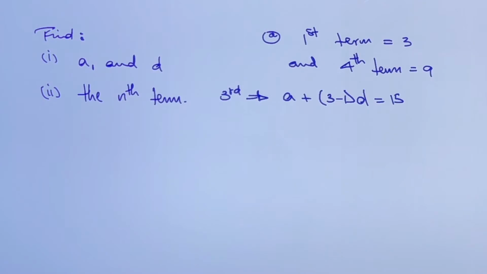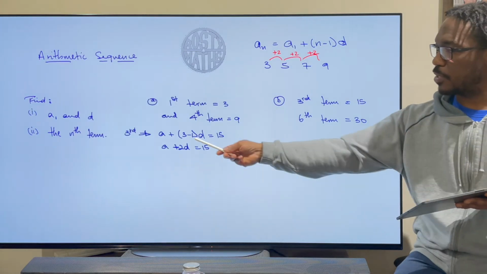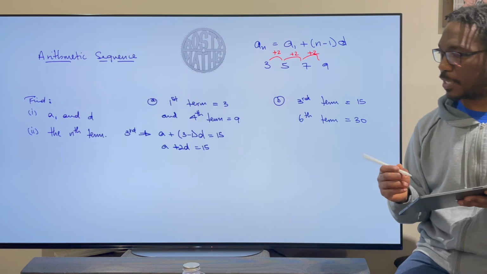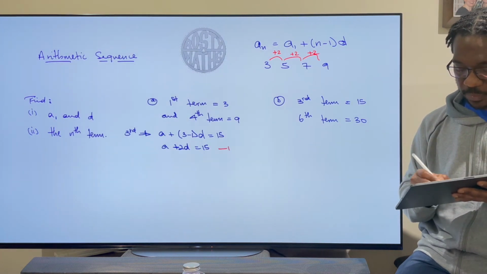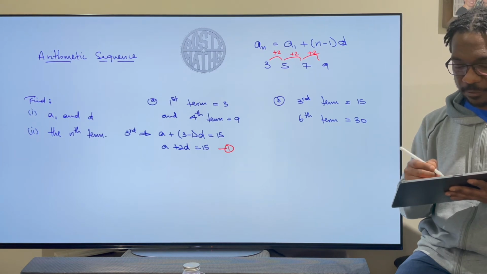Now, let's simplify that a little bit. So I'm going to have a plus 2d is equal to 15. I get the 2 because 3 take away 1 is 2 there. I'm going to keep this as my equation 1. Something really cool is about to happen now.